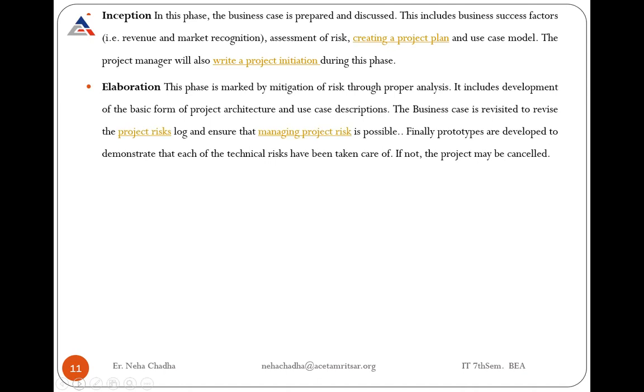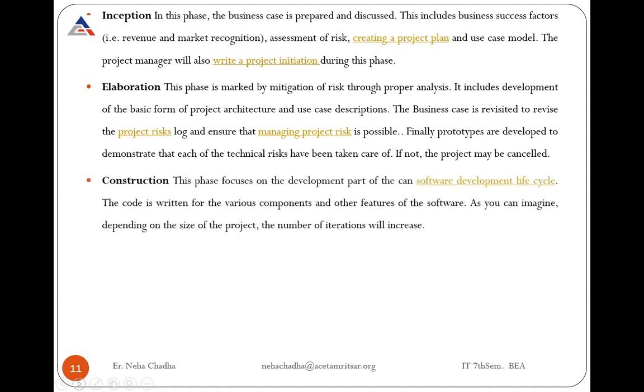Then after the architecture development, again the project risk is determined, and it is ensured that managing the project risk is possible. This is just an insurance; they are not managing the risk here. Firstly, they find out the risk, then they manage the risk in the other phase. Finally, prototypes are developed to demonstrate that each of the technical risks has been taken care of. If not, the project may be cancelled after this phase.